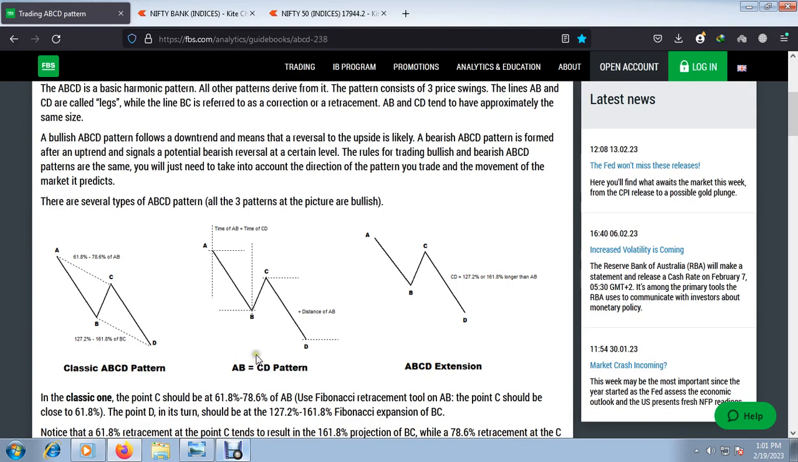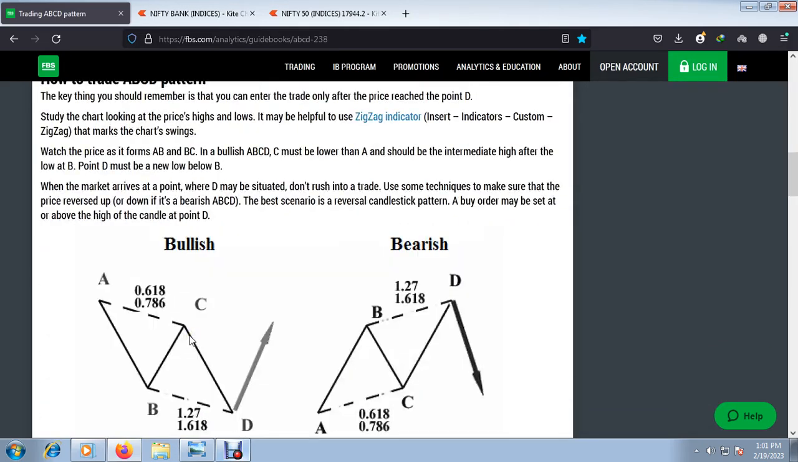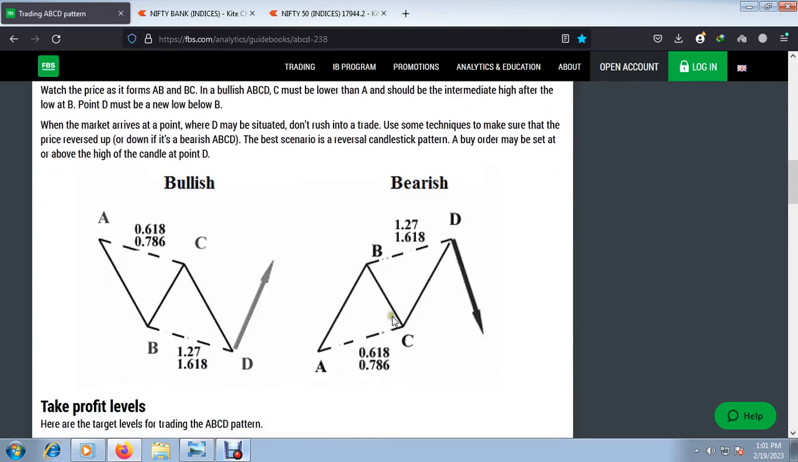Whenever it forms an ABCD pattern, it will be of this shape. It will be an N-type pattern. It goes down, then there is some retracement of up to 61.8 or 78.6%, and again there is further continuation in that trend. If it is in a downtrend, it will be like this, and if it is in an uptrend, it will go up like this. So it is the N structure.